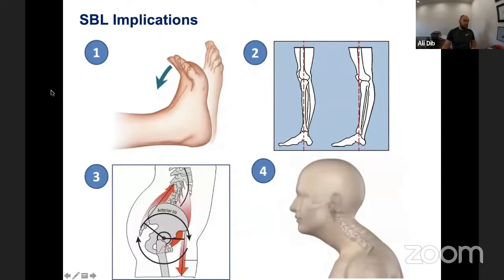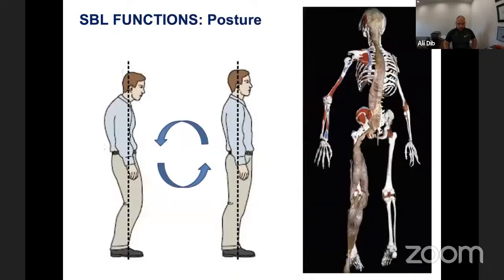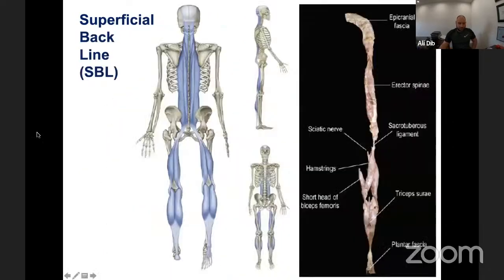Okay, so let's look at the implications of the superficial backline. Now, although we speak of the superficial backline in singular terms, we actually have a set of 2 of them, one on each side of the body. So if we go back to the previous slide over here, you'll see that we have one along either side of the body. So there's not one, there's 2 of them, but they both function bilaterally.